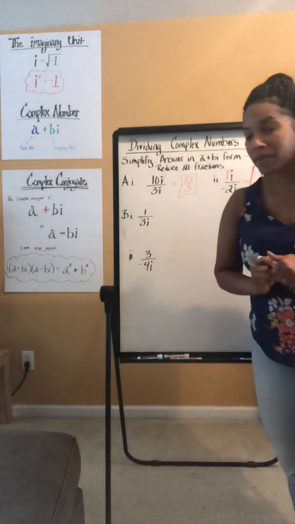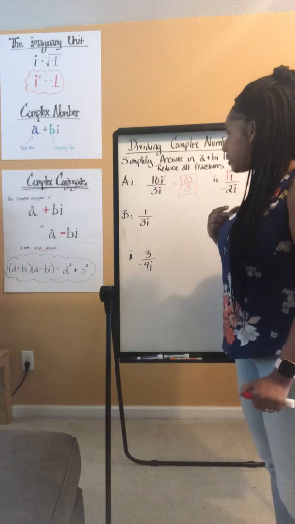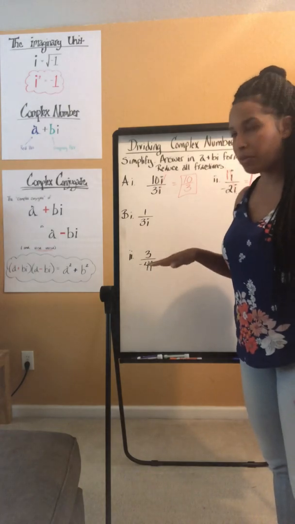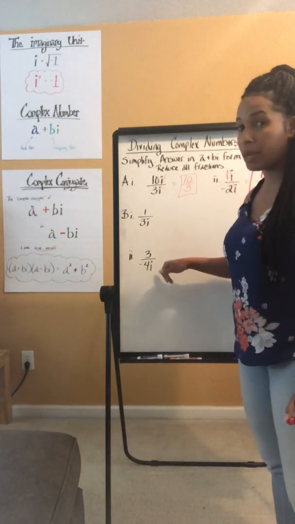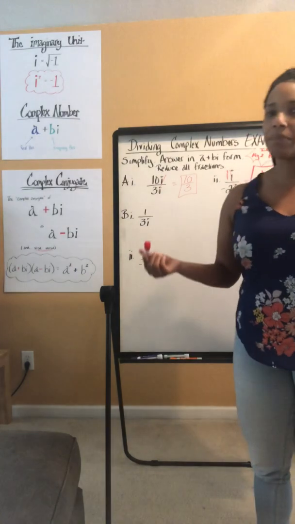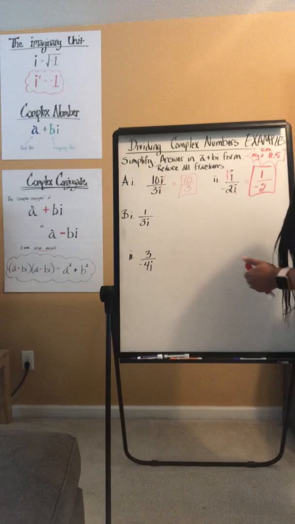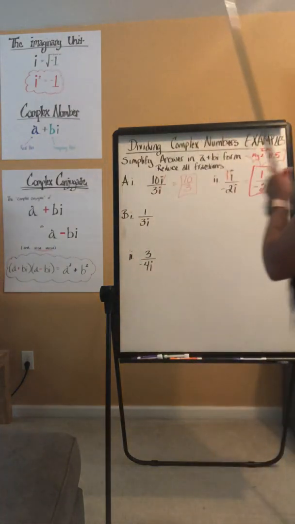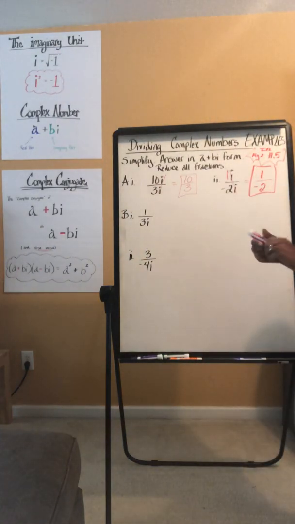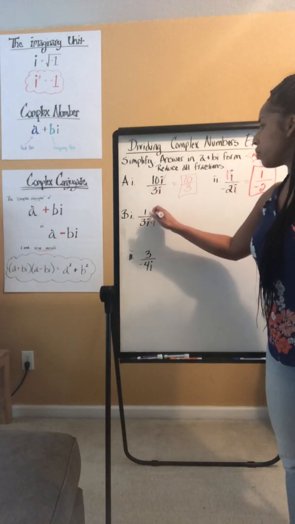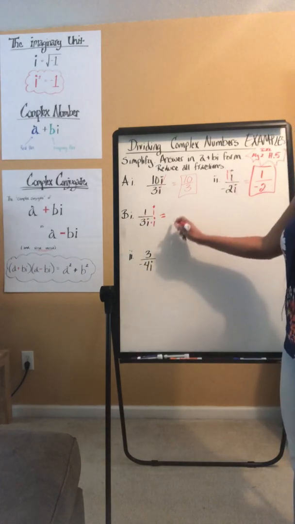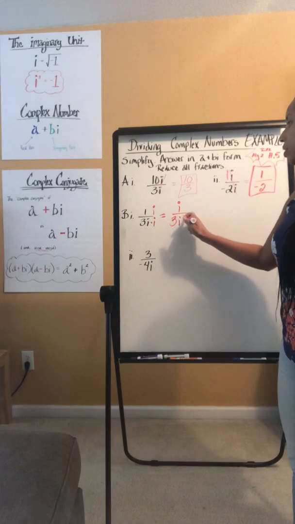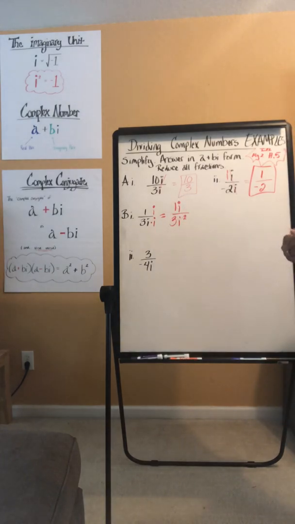That was example A. Example B, I have 1 over 3i. You cannot have an i in the denominator. That's not appropriate. To get rid of an i, we can simply multiply by an i, because remember, i squared is the number -1. If I multiply both the denominator and the numerator by i, up top I'll have 1 times i, or just i, and on the bottom 3i times i gives me 3i squared.